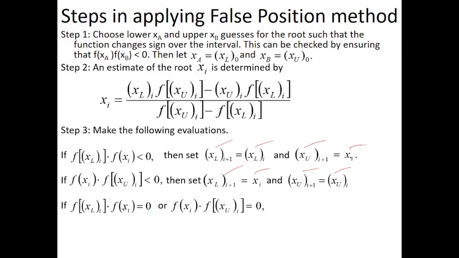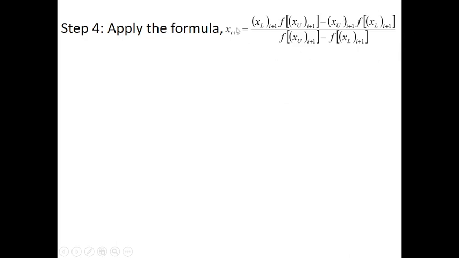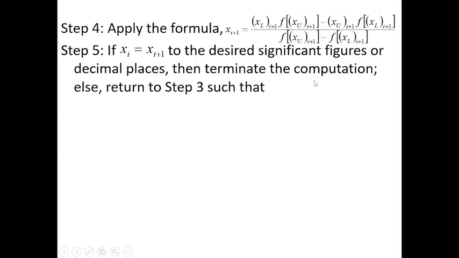Yung x sub I ay equal sa x sub L at that iteration. So equal na sila nun. So the root equals x sub I, equal din siya doon. Terminate the computation. So apply the formula. Ito yung formula in general. And then, similar to bisection method, if x sub I equals x sub I plus 1 to the desired significant figures or decimal places, then terminate the computation, else return to step 3. So yun yung mga mangyayari ngayon. So apply natin yung mga yan with an example.